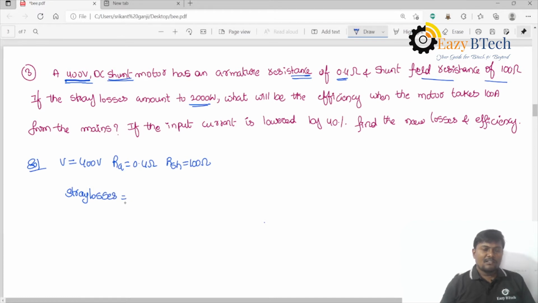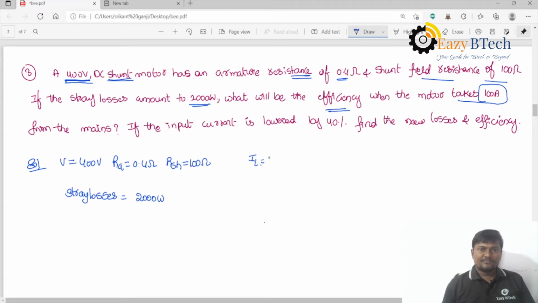Magnetic plus mechanical losses are called the stray losses. That should be equal to 2000 watts. What will be the efficiency when the motor takes 100 amperes? The motor takes 100 amperes.